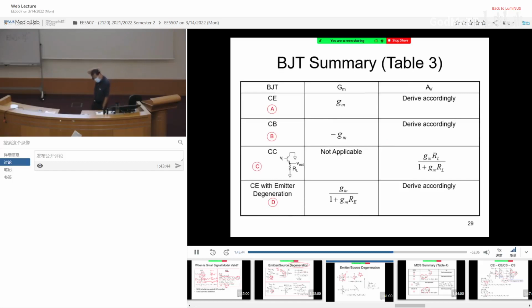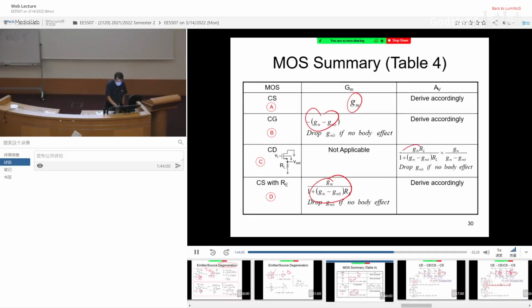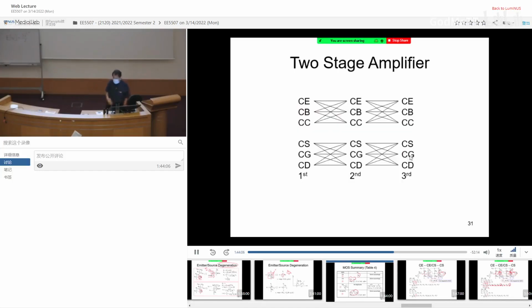Now, here I list down 4 amplifiers, and I also list down the corresponding GM cell. So we derive this guy, and also the voltage gain accordingly, if it is common collector. For MOSFET, same thing, we have the GM cell. We also have the voltage gain in terms of common drain amplifier. So with these 4 tables, get yourself familiar.